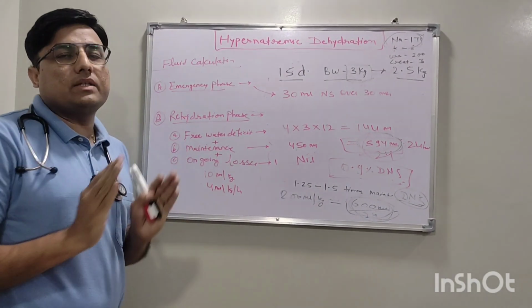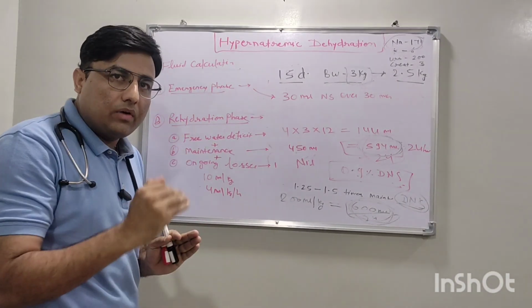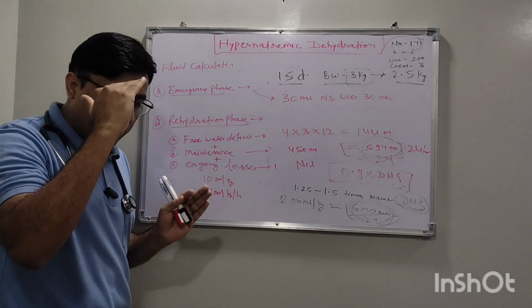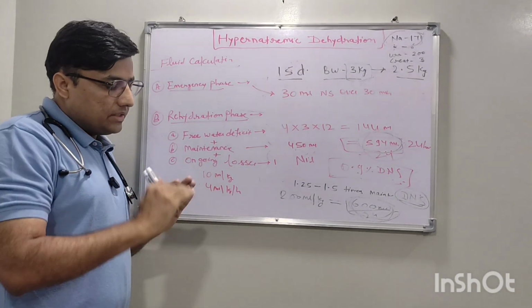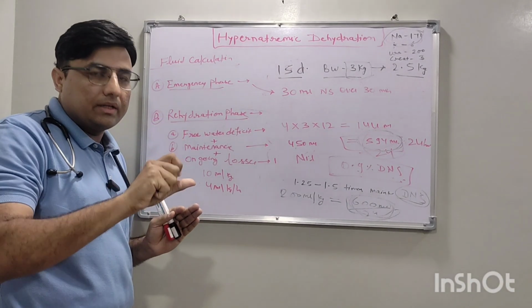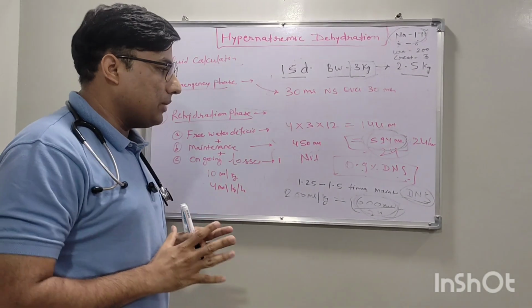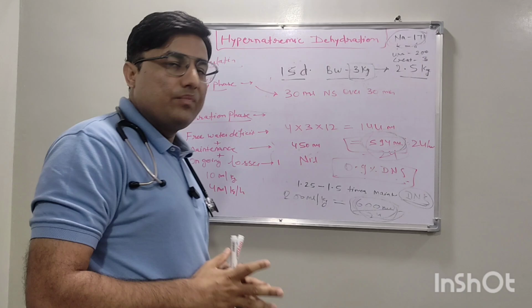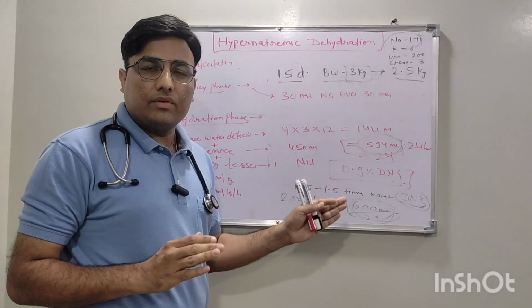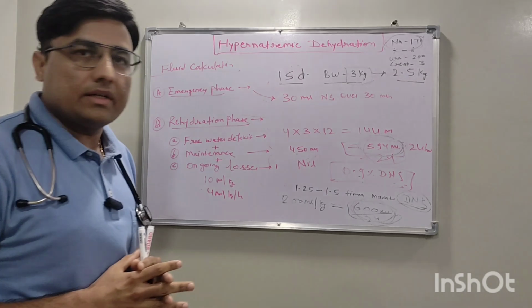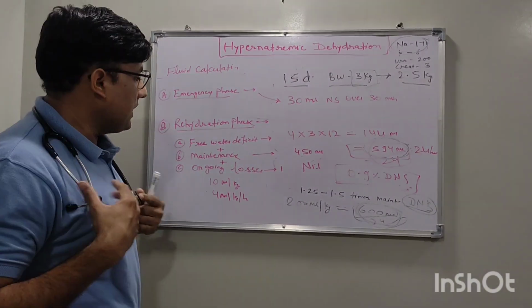But monitoring is very important. First we start the fluid, after that we monitor the sodium level, how much it is decreasing. If it is falling rapidly, then we can reduce the rate of the fluid. If it is falling very slowly, we can increase the rate of fluid. That is very important. Otherwise, if it decreases rapidly, they will go into cerebral edema and can have seizures. So these complications will be there. So we have discussed this.